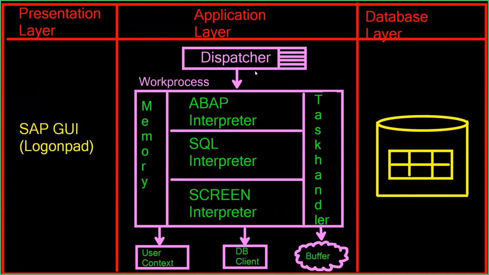The task handler is what the dispatcher allocates first. The user request is handled by the task handler, and only then is memory allocated. Then we have three types of interpreters: the ABAP interpreter, the database interpreter, and the screen interpreter. The ABAP interpreter we discussed in the last session.